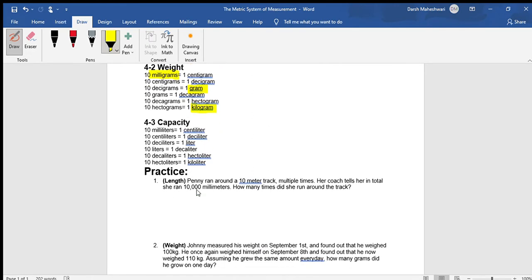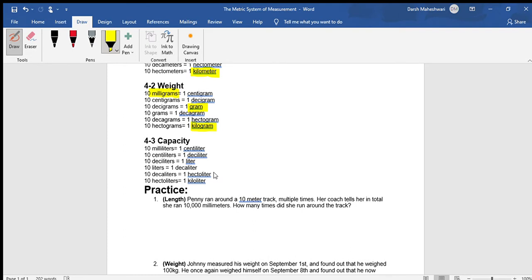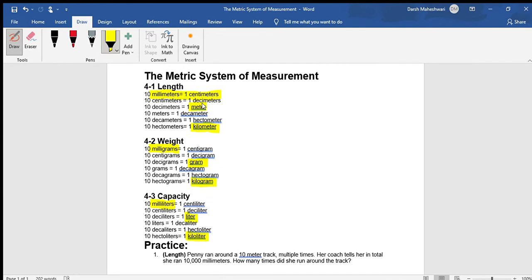Now onto capacity. 10 milliliters equals 1 centiliter. 10 centiliters equals 1 deciliter. 10 deciliters equals 1 liter. 10 liters equals 1 decaliter. 10 decaliters equals 1 hectoliter. And 10 hectoliters equals 1 kiloliter. So the common ones will be sort of the same as the weight: milliliters, the normal liter, and kiloliters. So length is special because centimeters, the centi one, is very common for length, but none of the centigrams or centiliters are common for weight and capacity.